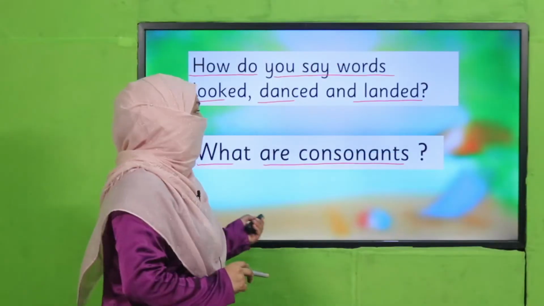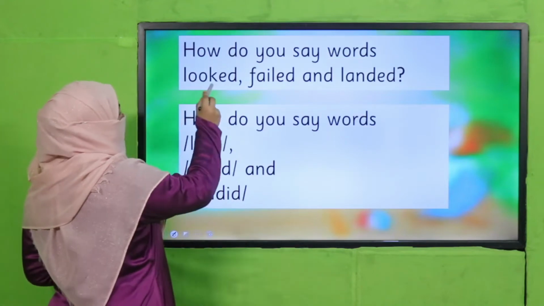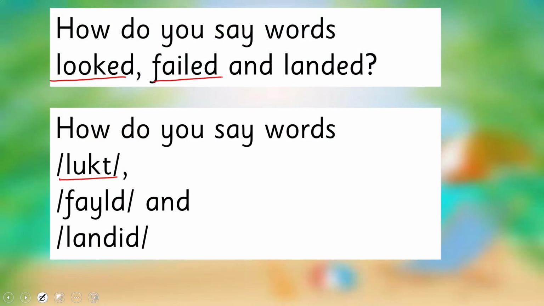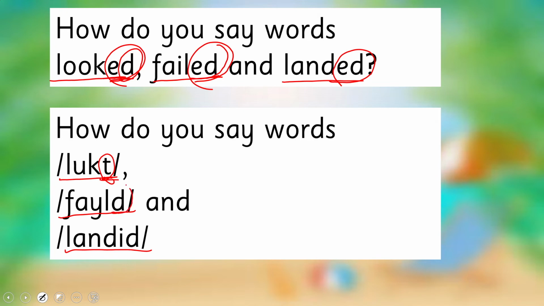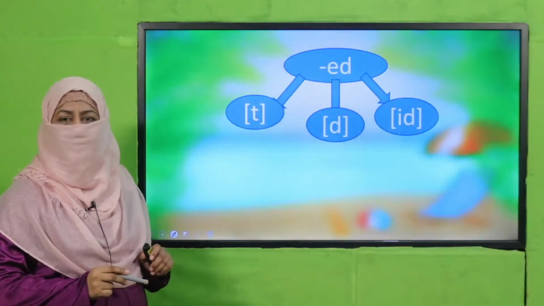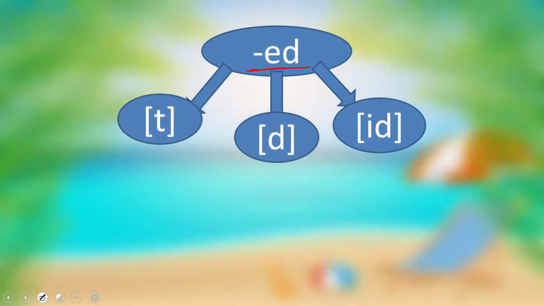Yes, my dear students, I hope you have answered correctly and you could say these words like looked, failed, landed, right? Now you see all these words are ending on ED, all right? But this ED in all these three words is pronounced differently. In looked, this ED is pronounced as T; in failed, this ED is pronounced as D; and in landed, this ED has been pronounced as ID. So how do we find out? This is what we are going to learn today. There are three sounds. If ED is at the final position of an action word, it can be pronounced as T, D and ID. How will we find out the difference?